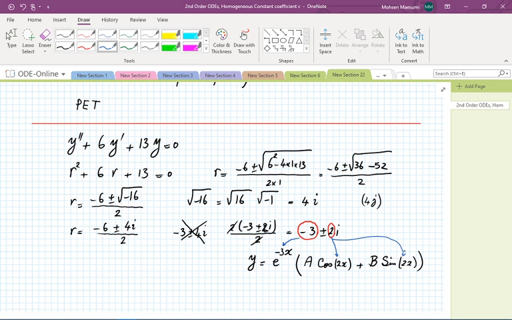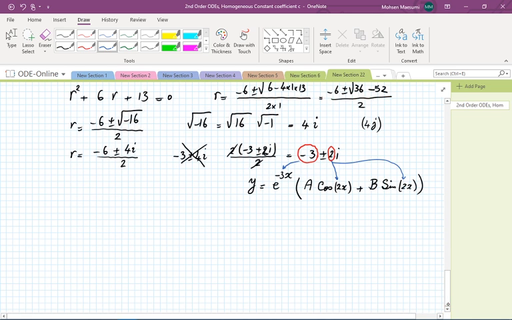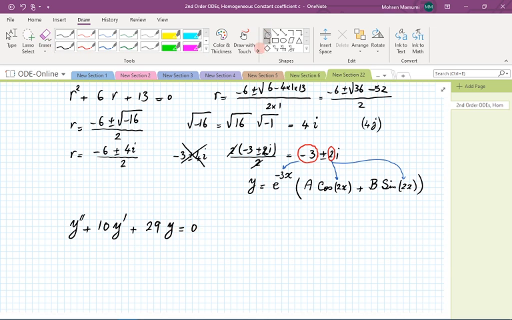So let me write one of these equations and ask you to solve it in a matter of a minute. So suppose I have y double prime plus 10y prime plus, let's write 29y is equal to 0. So go ahead and solve this thing for me and make sure it takes less than 2 minutes.